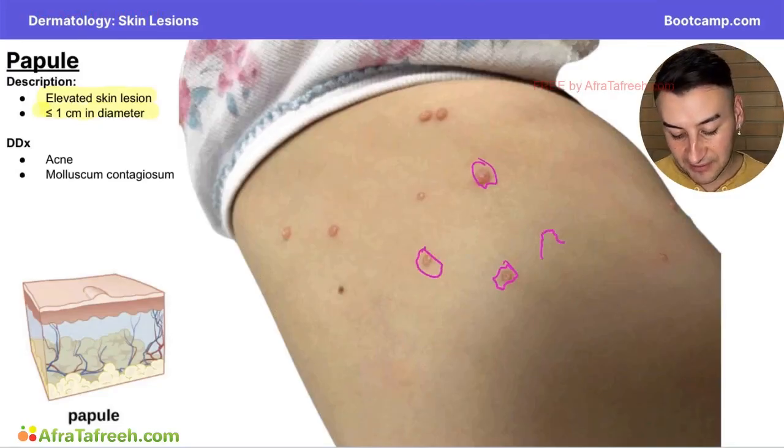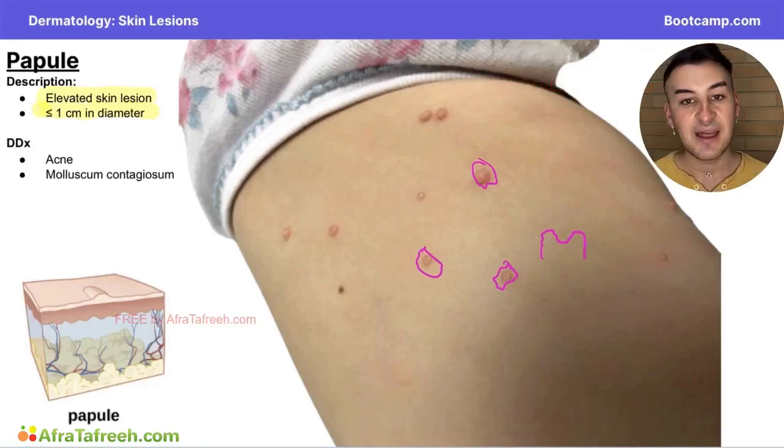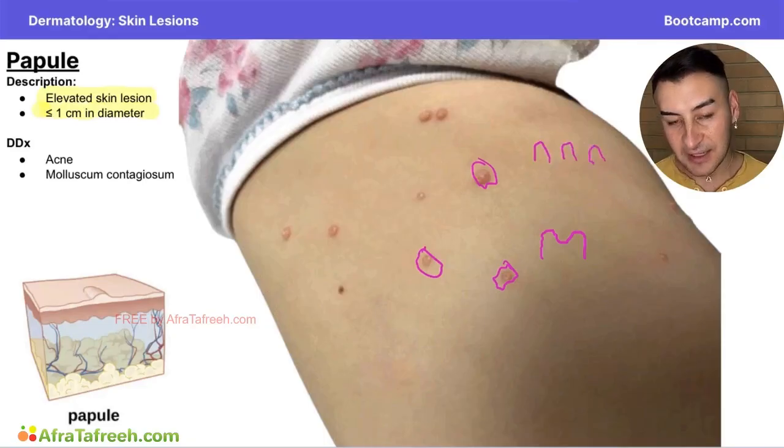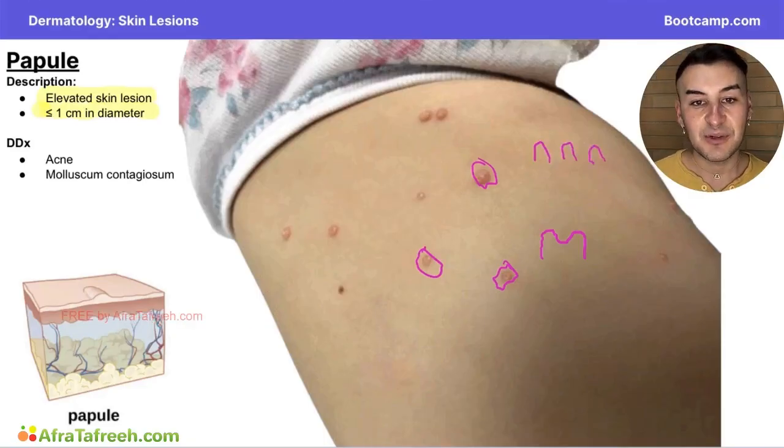This papule will have a central depression within it that counts as an umbilicated papule, whereas other papules, such as those found in acne, will not be umbilicated. This is just an example. There are many diseases that can cause papules.